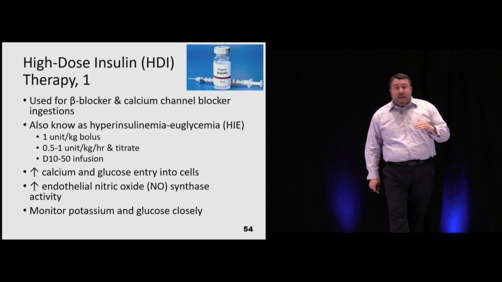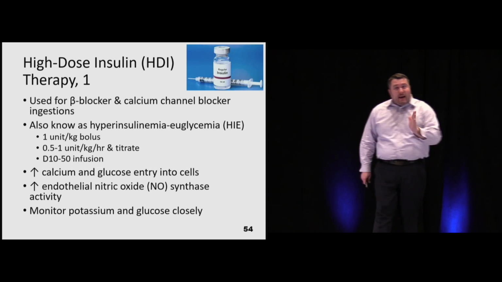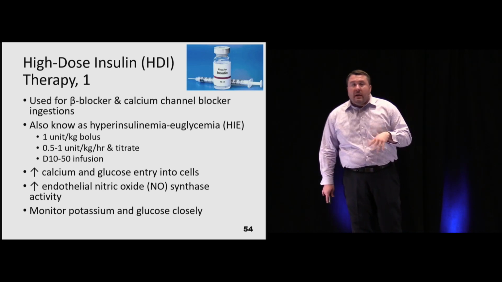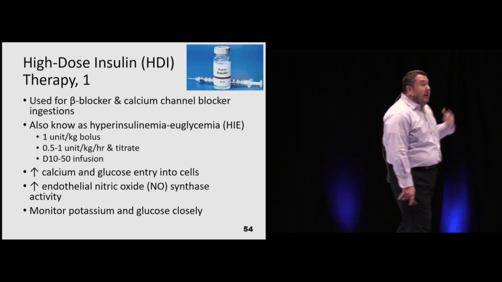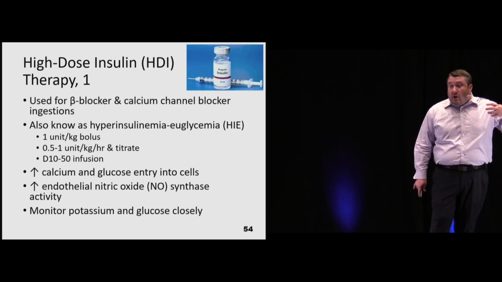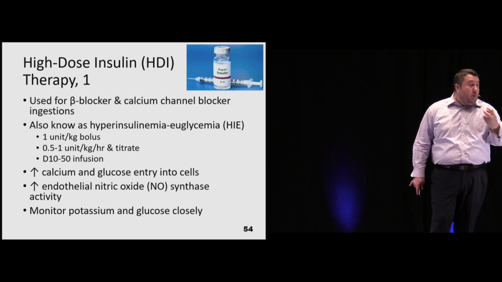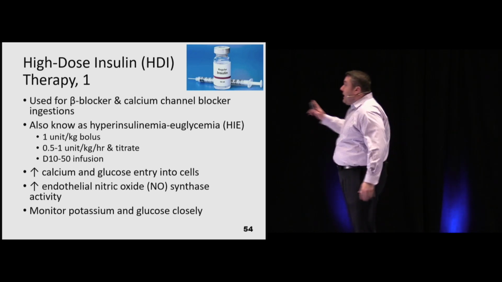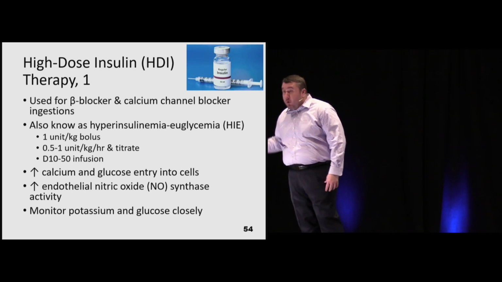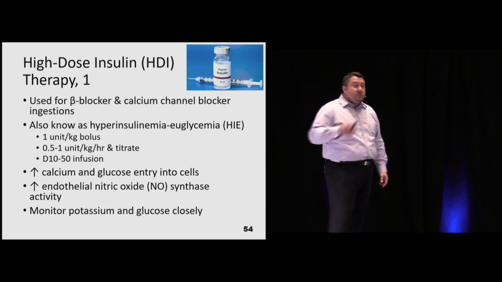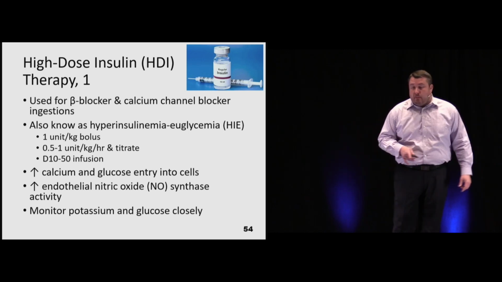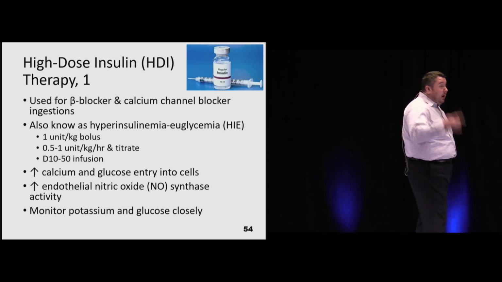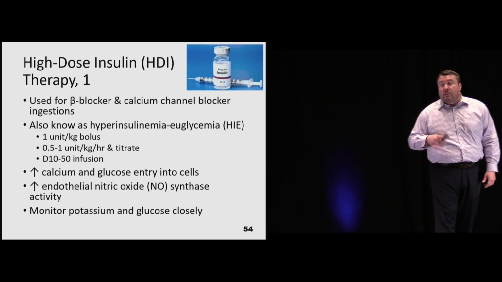Very similar to glucagon, insulin is going to allow us to bypass that beta receptor or that calcium channel, activate those receptors, and increase contractility, increase the heart rate. But also we're increasing glucose uptake in the cell, which is a great source of energy. So in several published case studies, high-dose insulin has been very effective at reversing beta blocker and calcium blocker toxicity. We definitely have to watch their glucose levels very closely as they're on a D10 or higher infusion, and definitely have to watch their potassium levels.